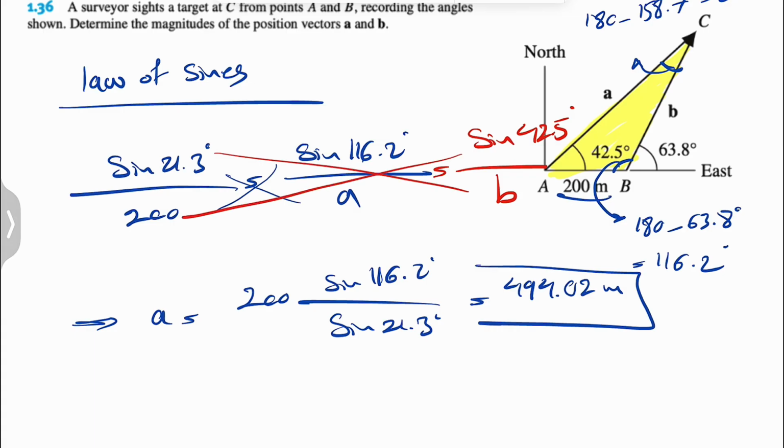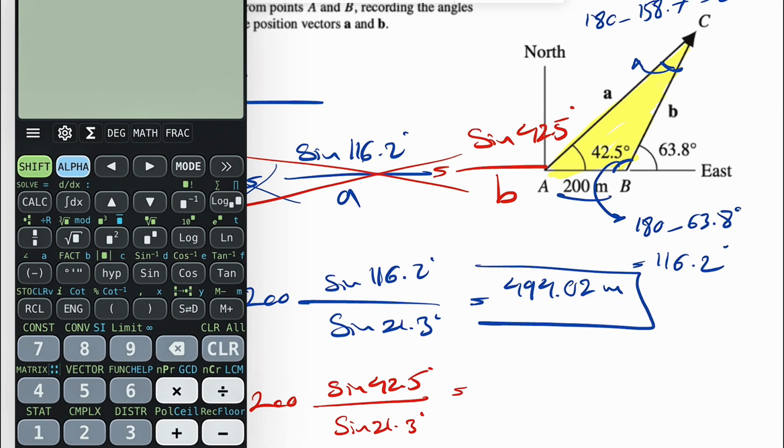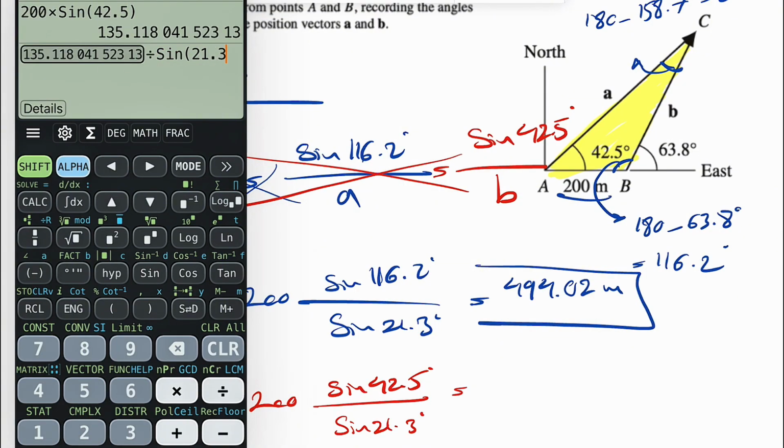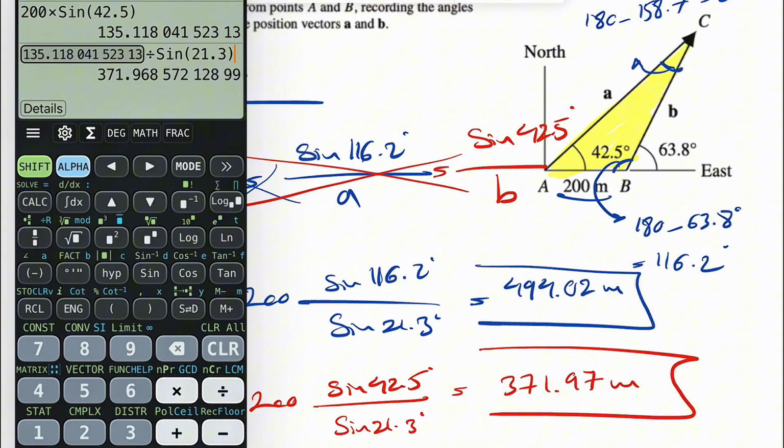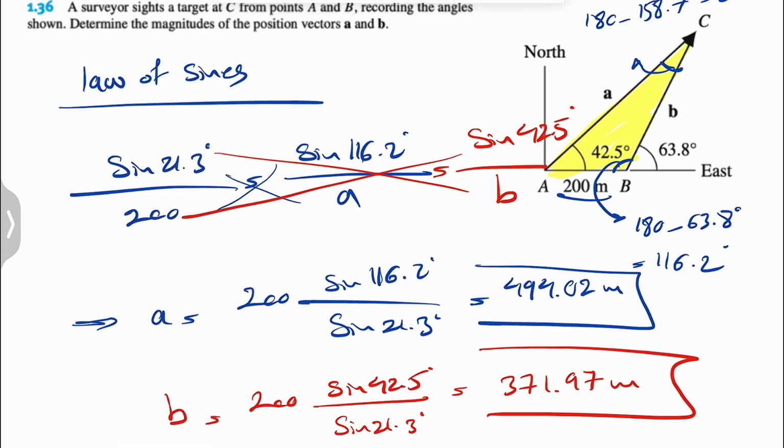So now we can cross multiply these two. Our B will be 200 sine of 42.5 degrees divided by sine of 21.3 degrees. Let's calculate this one too. 200 times sine of 42.5 divided by sine of 21.3, 371.97 meters. And yeah, that's going to be the final answer for this question.